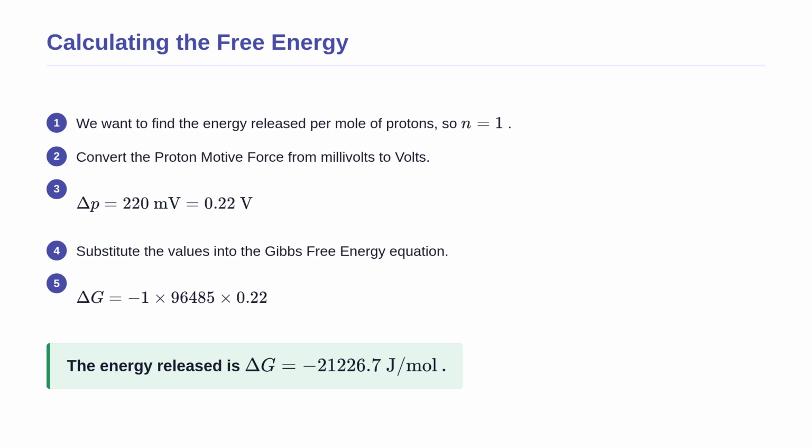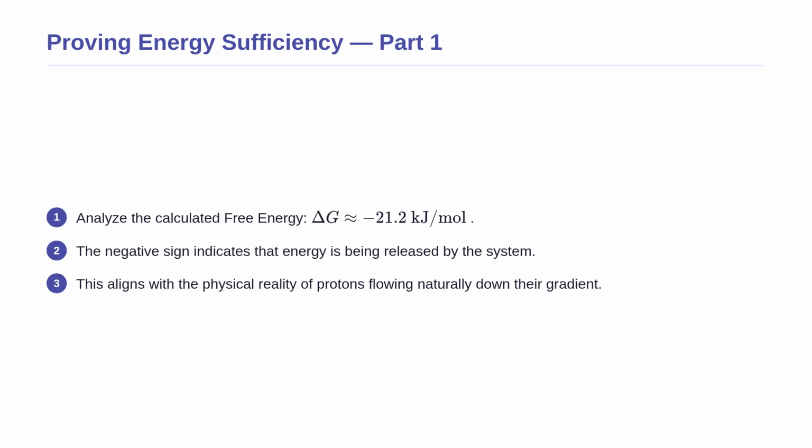Multiplying these together gives us a final answer of -21,226.7 joules per mole. This tells us exactly how much energy is released into the cell. So we have calculated the free energy, but what does this number actually prove? Let us break down the physics of our result.